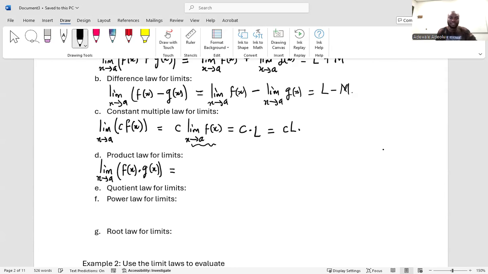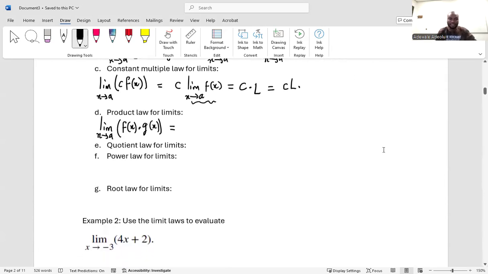Now, the law says that I can move that limit into each of the functions and multiply them together. I hope this makes sense to you. I just move the limit into each of the functions, then I multiply them together.